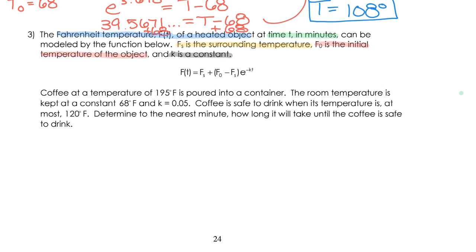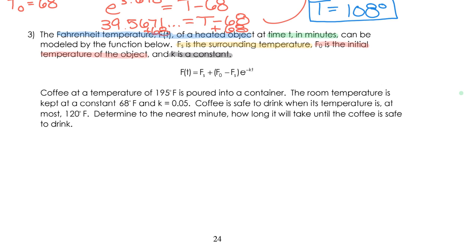All right, so I feel like we even have more variables than last time. It says coffee at a temperature of 195 degrees. Coffee, 195. That seems like that might be either F of T or F sub 0. It's not the surrounding temperature. I think surrounding temperature refers to room temperature. It's not a constant. It's not minutes. So maybe we'll wait and see if we can figure out the other variables.